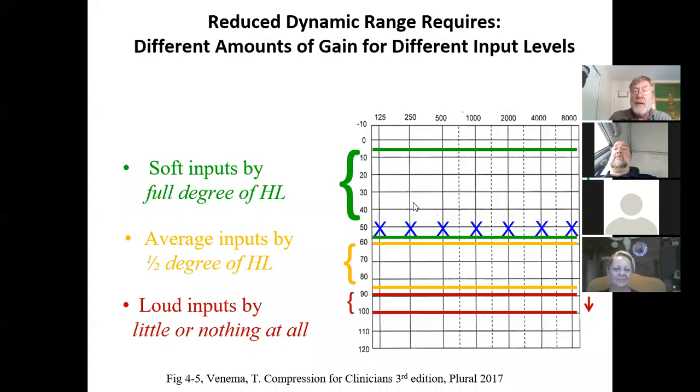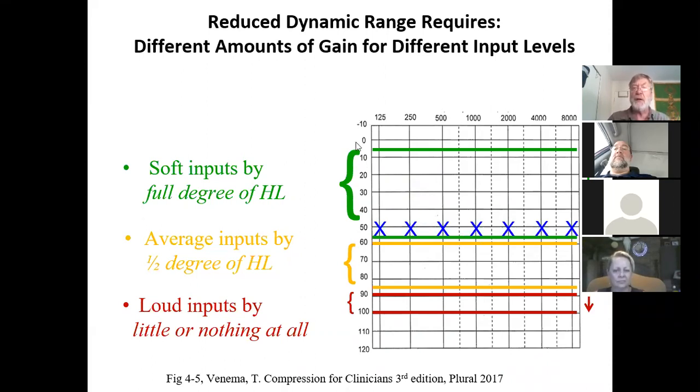All right. So when you're looking here, soft inputs like 5 dB, sure, amplify them by the full degree of his loss. But average inputs, here's an input of 60. It's barely audible to the guy. So you want to amplify it too, but by less. And a loud sound of 90, I'm not going to want to amplify that by hardly anything at all. So the green to the yellow to the red, okay, you can see that the distance becomes smaller and smaller.